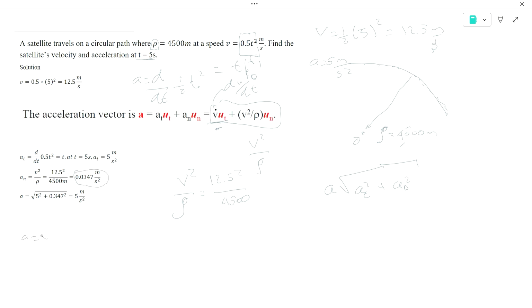So the acceleration is the square root of 5 squared, which is your t, the derivative of the function. Whichever function they give you, you derive it with respect to t in this constant approach. And then you're going to have plus the value of your normal acceleration squared.